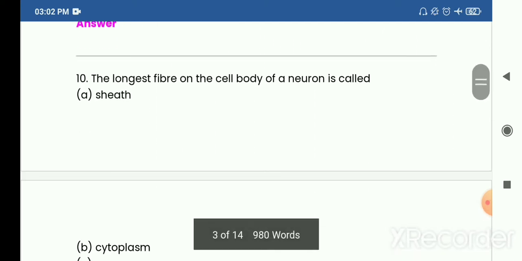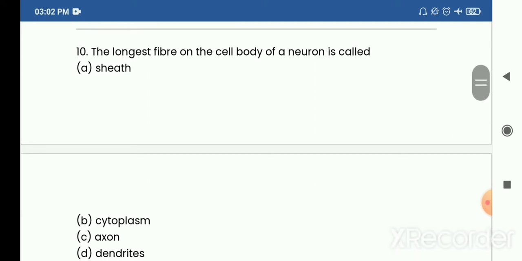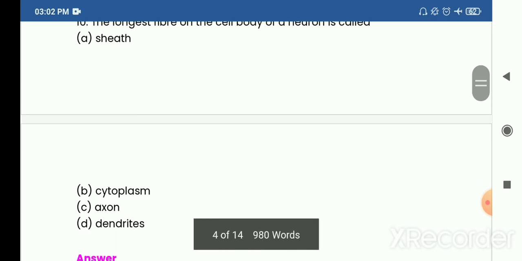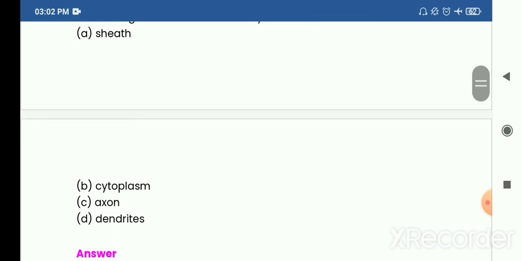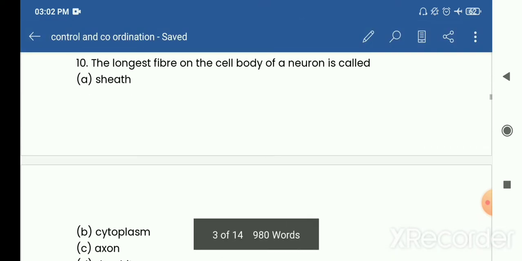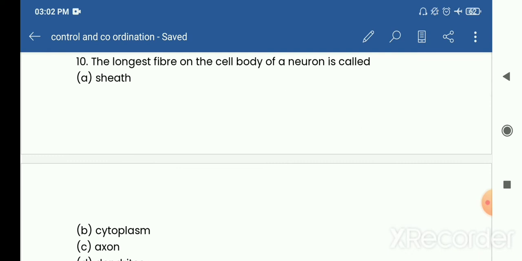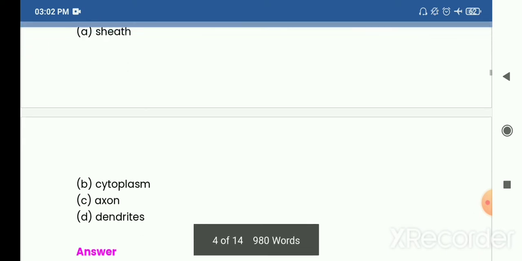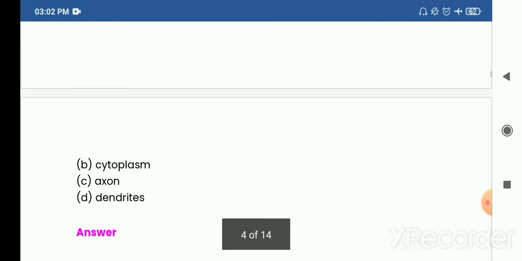Next question. The longest fiber on the cell body of a neuron is called sheath, cytoplasm, axon, or dendrites. So here the answer will be option C, that is axon. Axon is a thread-like structure which generally transmits the impulse from the cyton to the terminal part of the axon. So it is the longest part of the neuron. So the answer is axon, option C.